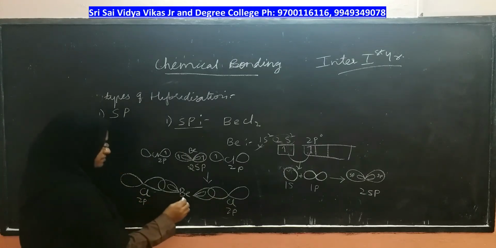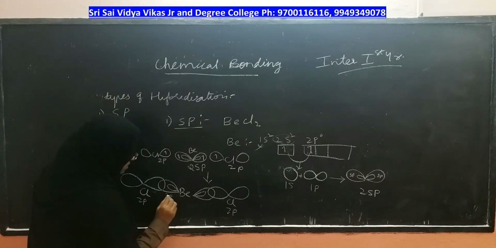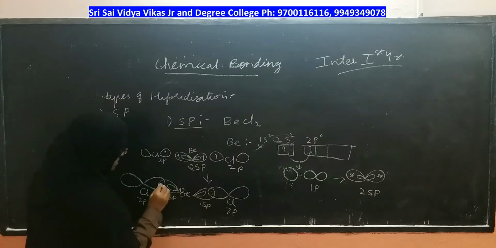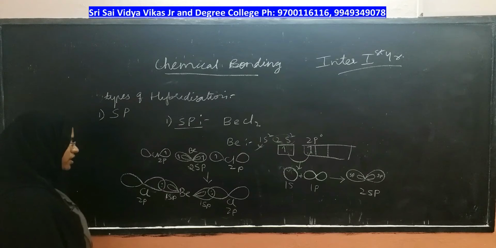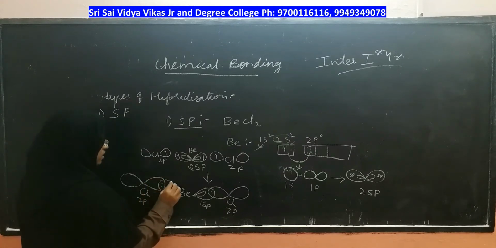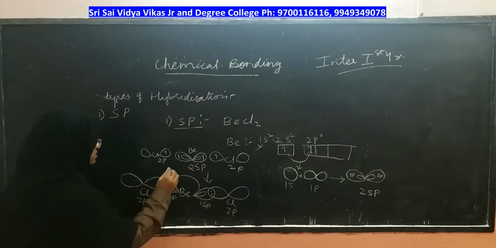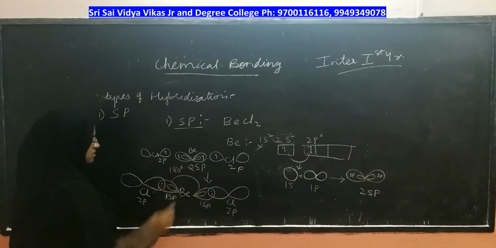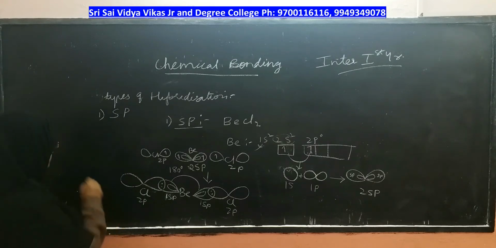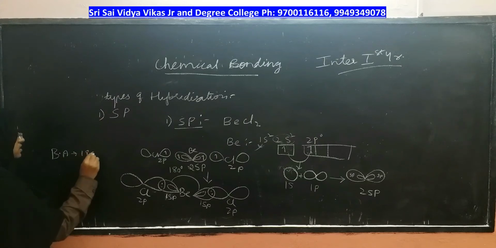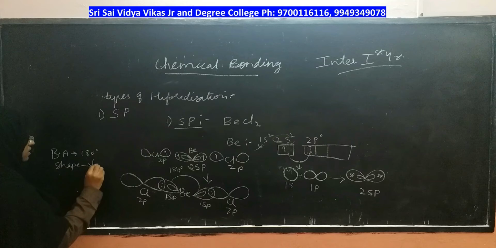Okay. So now one sp hybrid orbital and another sp hybrid orbital intermix to form a bond. So now you tell me, what is the bond angle between this bond and this bond? It is 180 degrees, right? What is the shape? Bond angle is 180 degrees and the shape is linear.